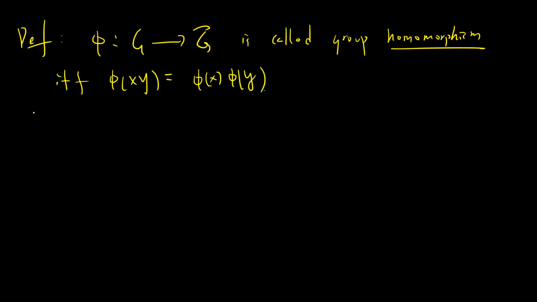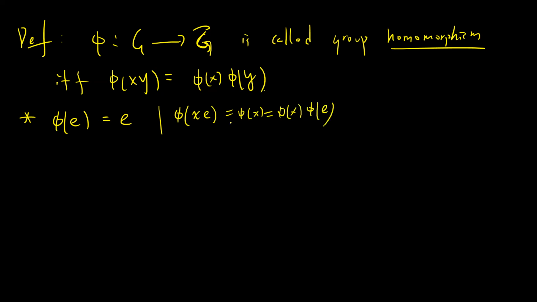Okay, so a simple example. First, the identity must map to identity. The identity in G must be mapped to the identity in G bar. The proof is basically because phi of x times identity will be phi of x, so phi of x times phi of identity equals phi of x. G bar is also a group, so you can cancel phi of x, and you get that phi of e must be the identity. So we map identity to identity.